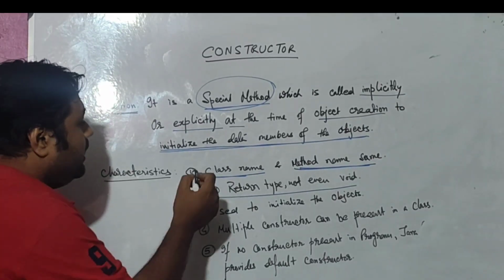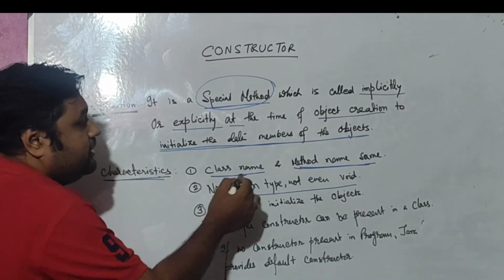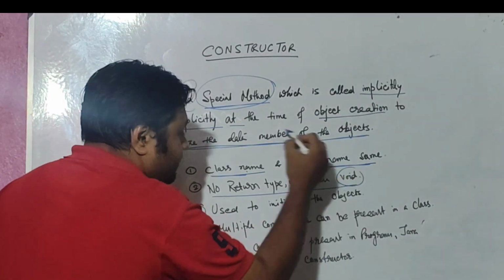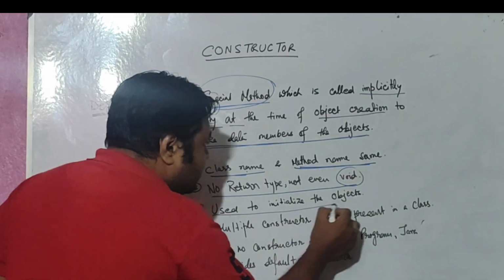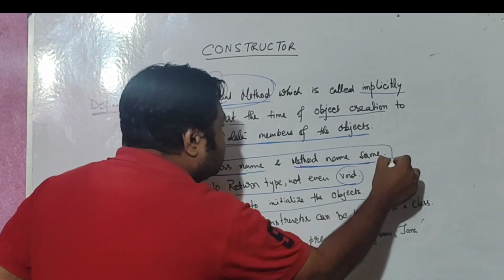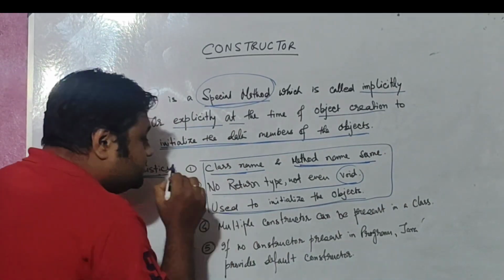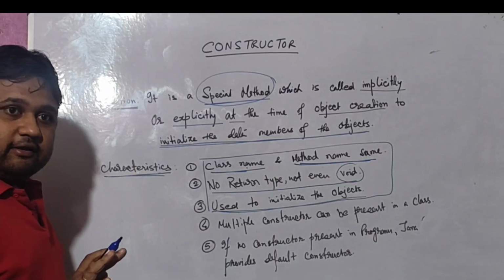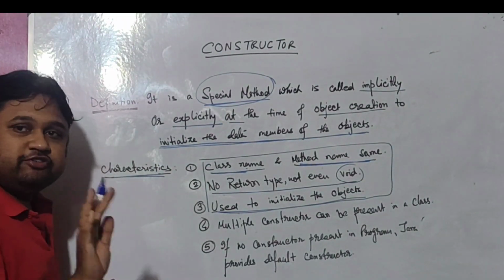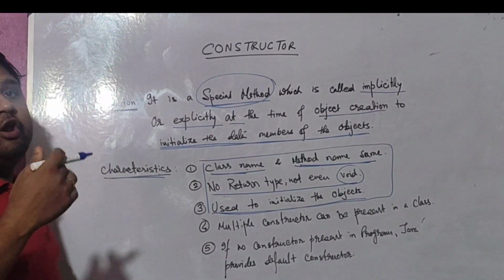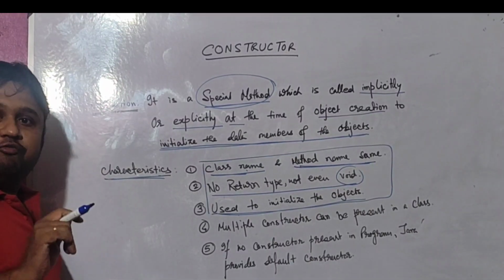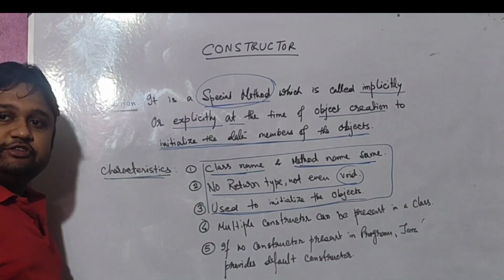Now the characteristics. Class name and method name same. No return type, not even void. Used to initialize the object. If you remember these 3 points, definition of constructor done. Clear? Nowadays we are not getting any kind of theory questions. For MCQ, what do we have to do? We have to go through this.